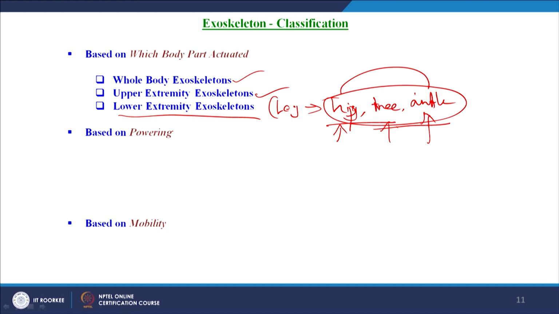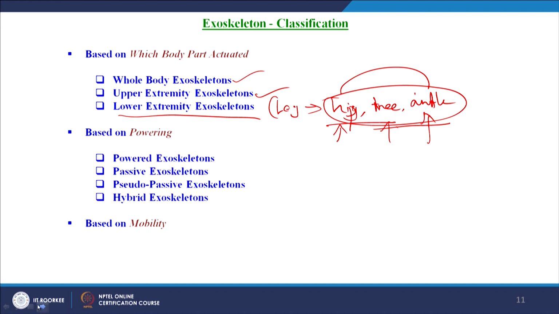Now, another major classification is on the powering of the exoskeleton, whether the exoskeleton is powered or not. Accordingly, it has been classified into powered exoskeletons, passive exoskeletons, pseudo passive exoskeletons, and finally hybrid exoskeletons. Powered exoskeletons generally use batteries or electric cables in order to run the sensors and the actuators. Powered exoskeletons are classified further into static exoskeleton and dynamic exoskeleton.